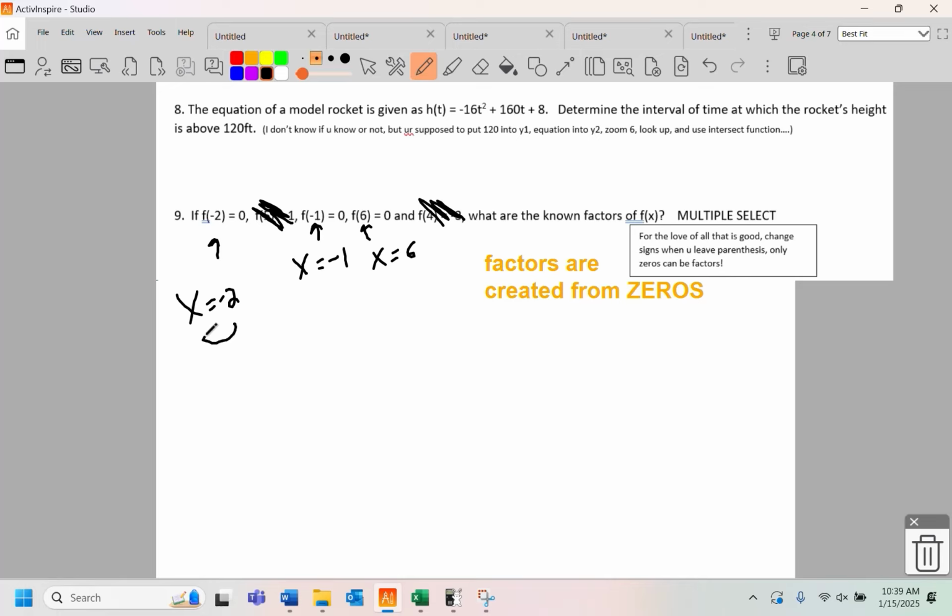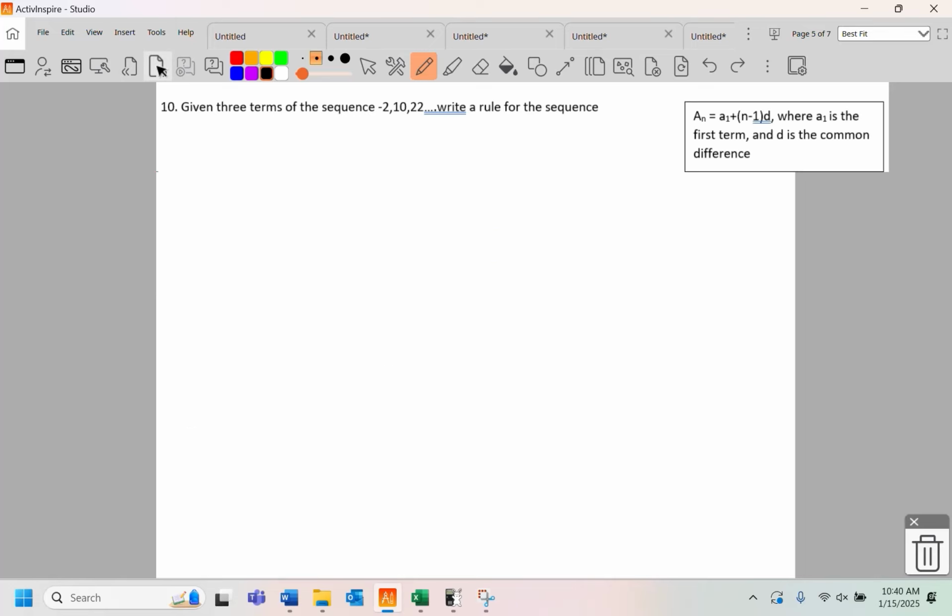To make the factor, you just shift the number to the other side of 0. X plus 2 is a factor. X plus 1 is a factor. X minus 6 is a factor. Signs change when you enter the factors. There you go. That's 9. Easy peasy.